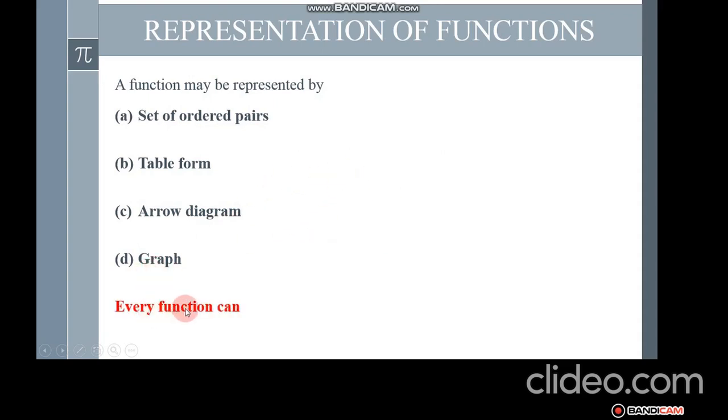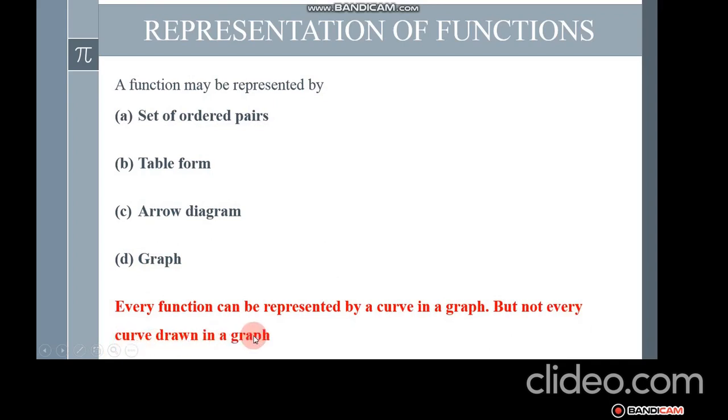Next, every function can be represented by a curve in a graph, but not every curve drawn in a graph will represent a function. Every function can be represented by a curve, but every graph cannot be represented as a function.